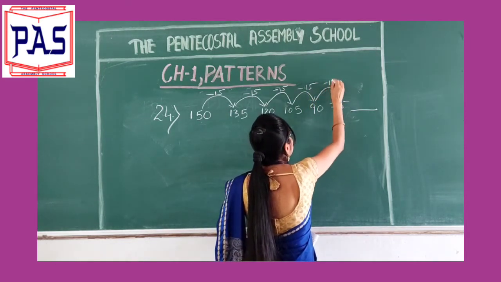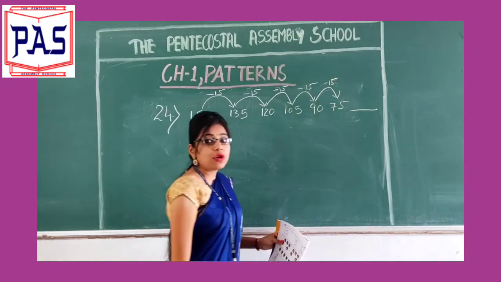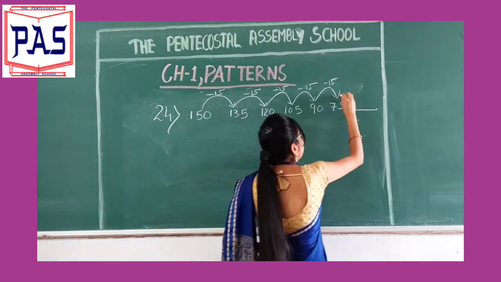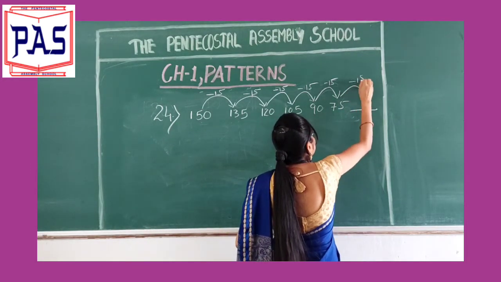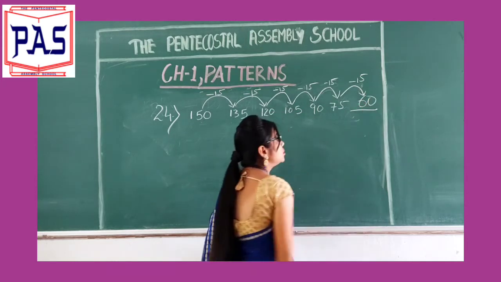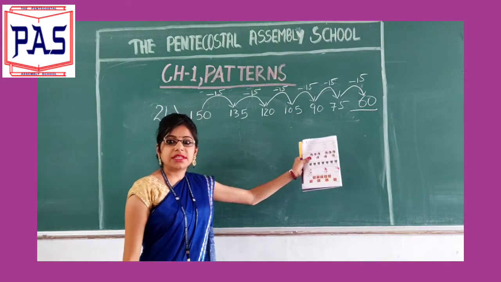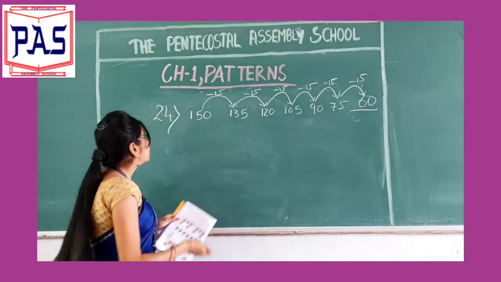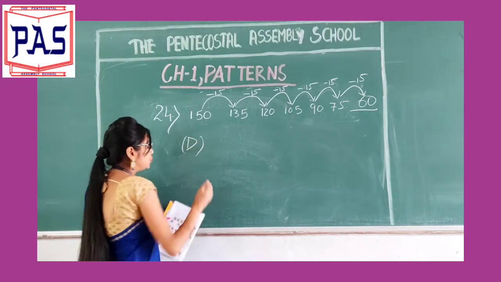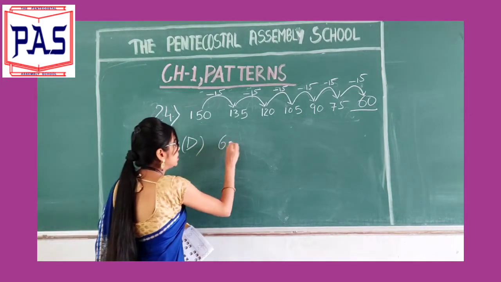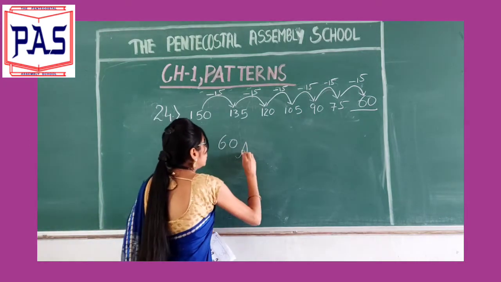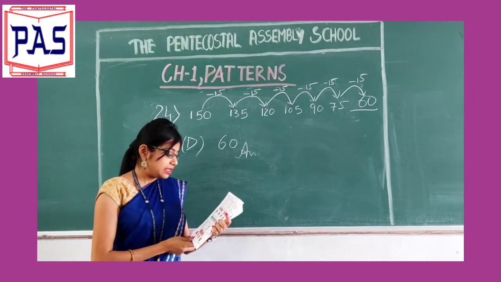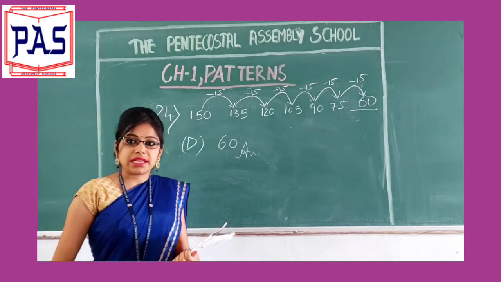90 minus 15 is equal to 75. So, what will be your answer? 75 minus 15 is equal to 60. So, the required number is 60. In which option will you find 60? In option D, you can see that the number 60 is given. So, the required number of this number series is option D, 60.